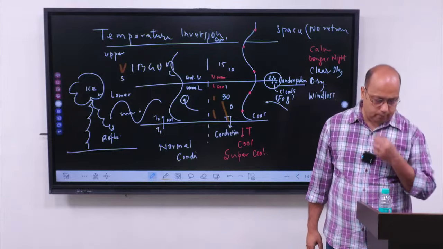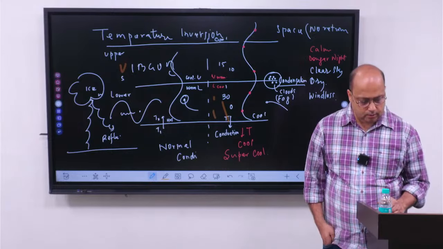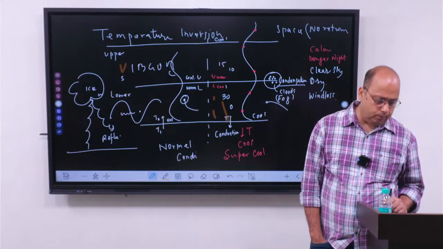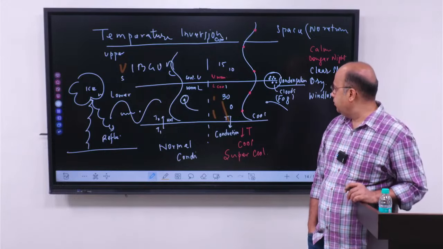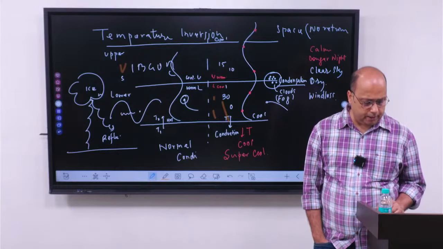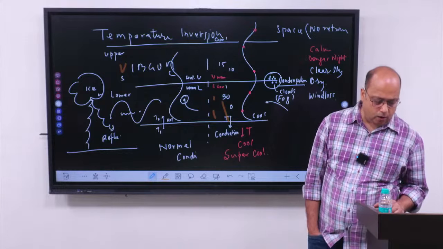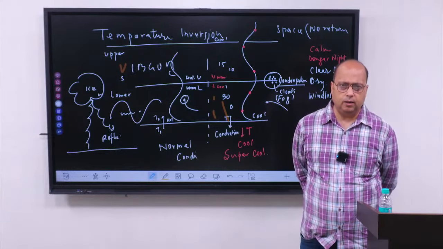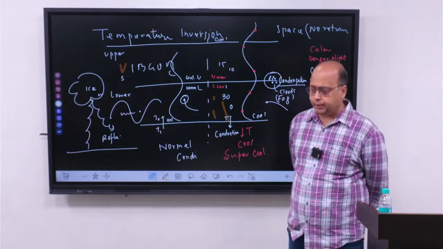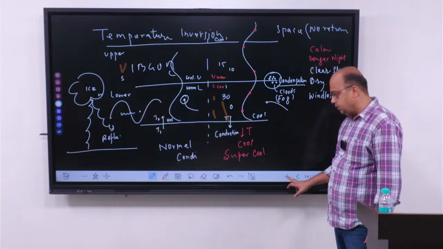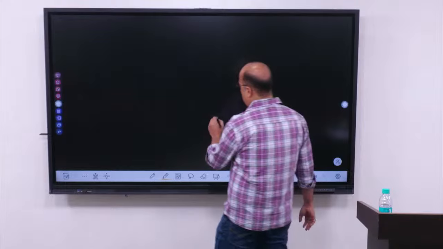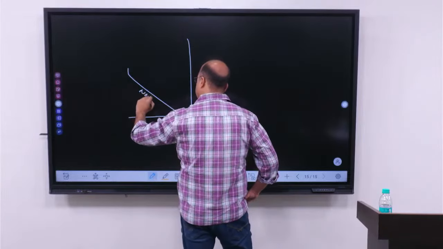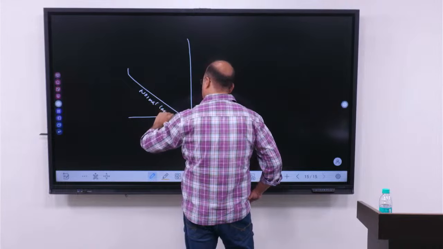Write, in normal condition, atmospheric temperature declines with altitude, at the rate of 6.5 degrees centigrade per kilometer, which is known as normal lapse rate. Normal lapse rate.